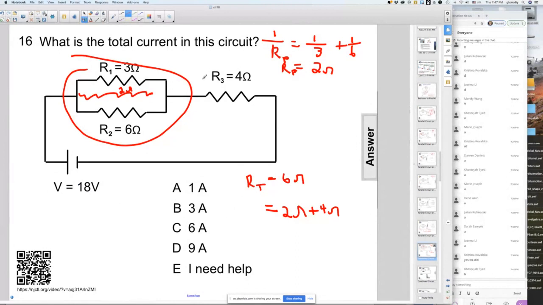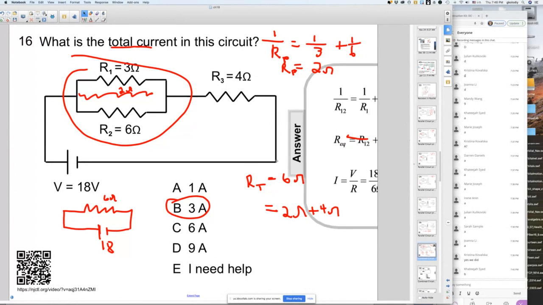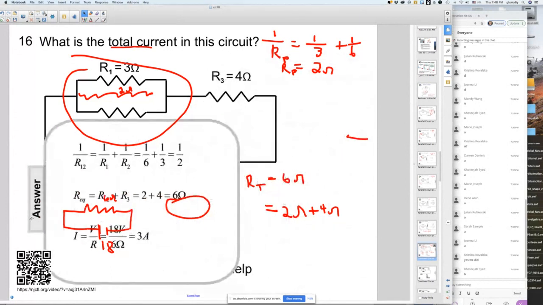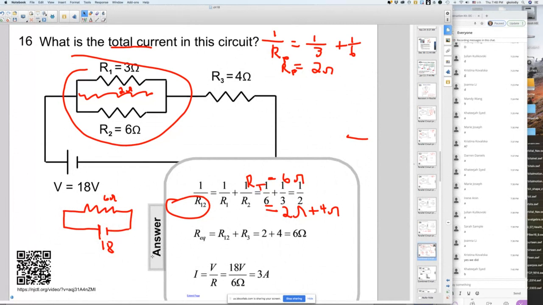Now that's like this whole thing is replaced with just one resistor of 6 ohms connected to this battery on the bottom there of 18 volts. This is 6 ohms. This is 18. What's the current running in this circuit? The total current, which is the answer to the question. The total current is going to be 18 divided by 6, which is 3 amps. Okay, so here you see it on the bottom here, I guess.